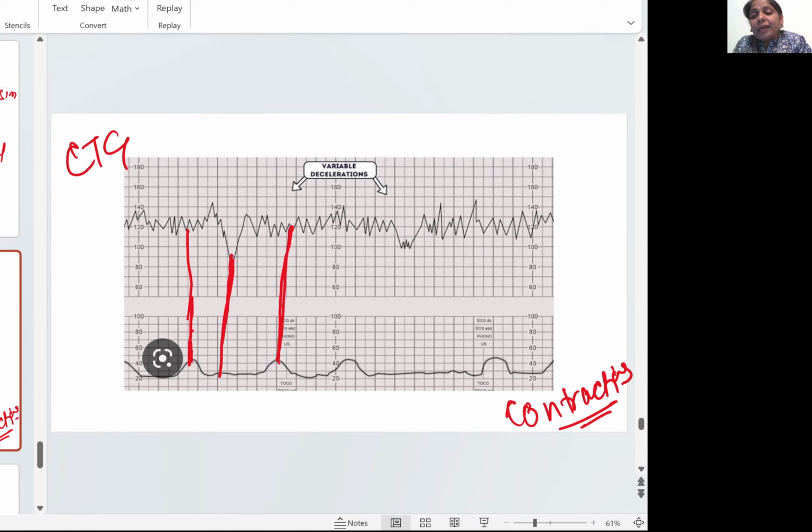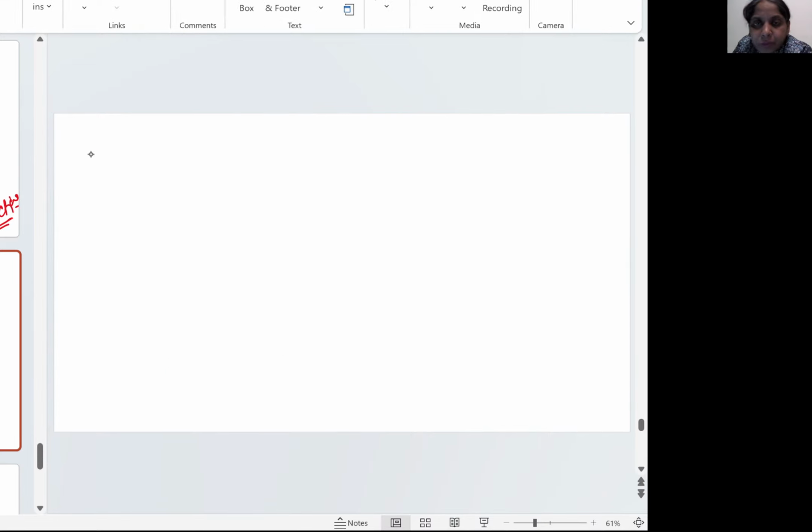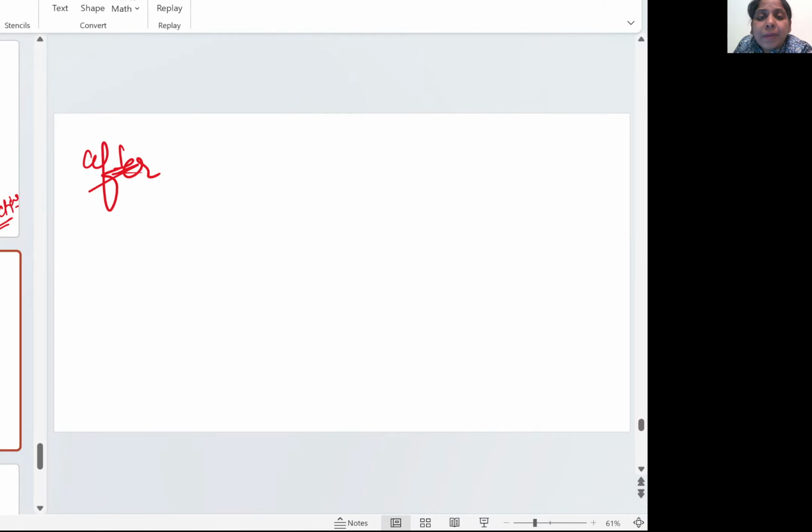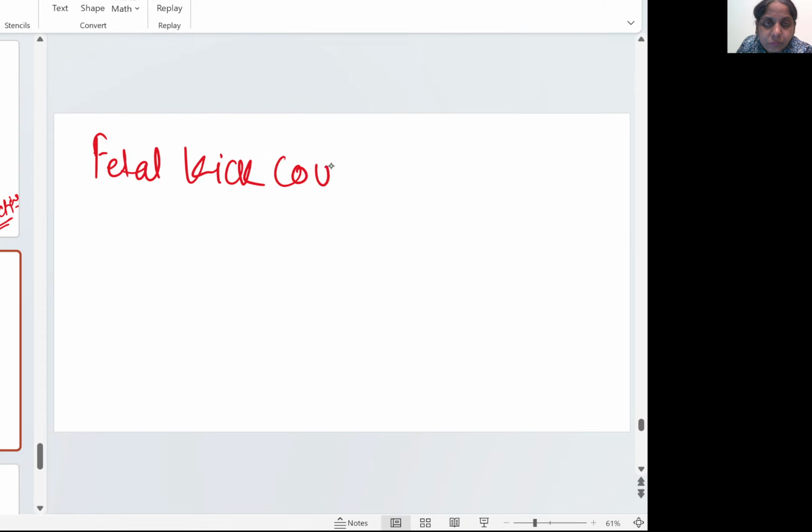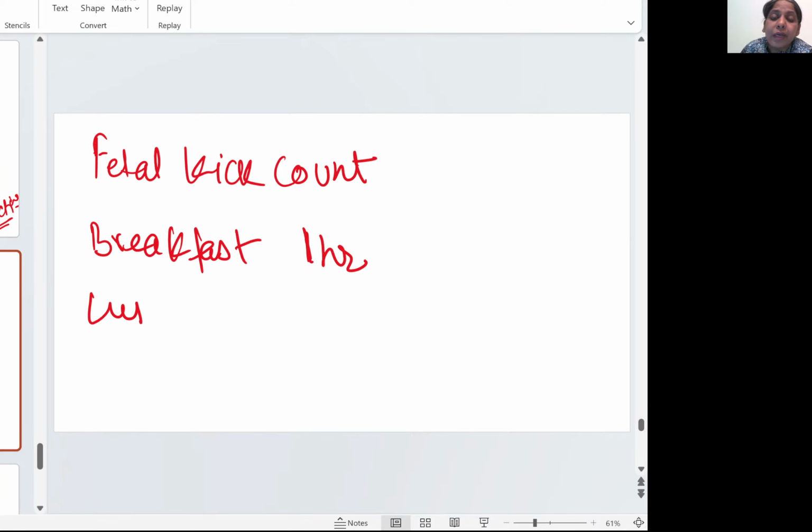For example, after breakfast, the lady will count the kicks for 1 hour. After lunch, she will count for 1 hour, and after dinner, she will count for 1 hour.